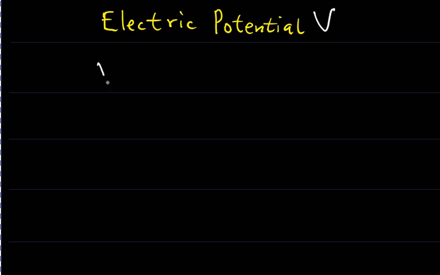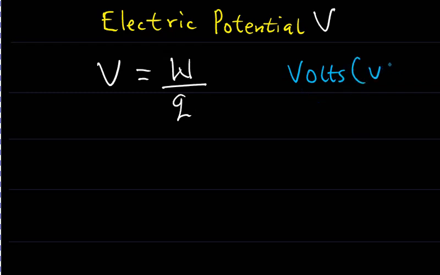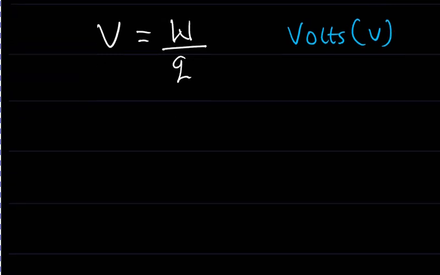Electric potential is defined as the work done in moving a unit positive charge from infinity to a particular point. Let me define it again. Electric potential, which is measured at a point in an electric field, is the work done per unit positive charge in moving it from infinity to a point in an electric field. It is measured in volts, abbreviated as V. Please take note of this.